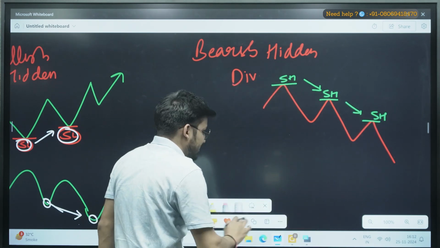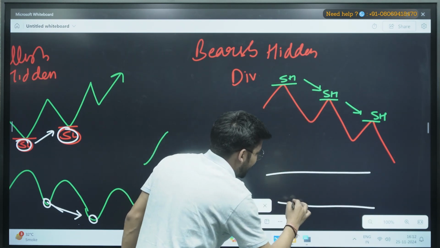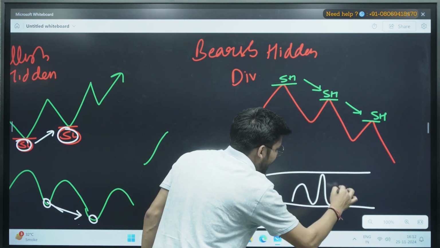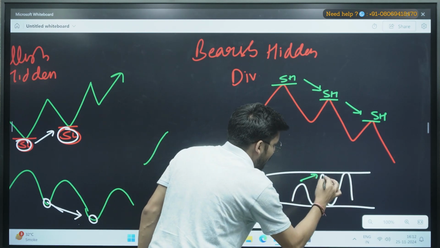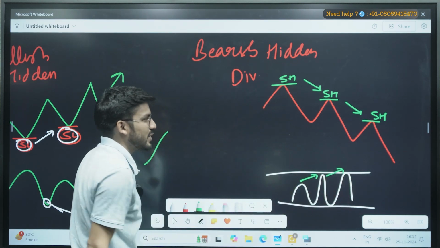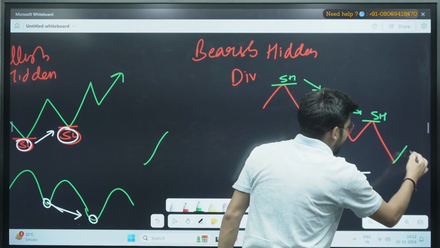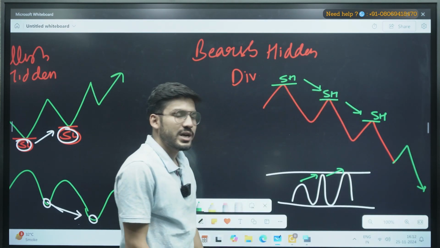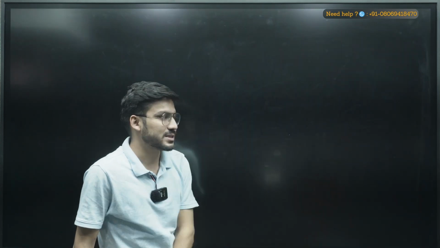But when I notice my RSI, what will it be doing? It will be moving something like this. You can see the highs of my RSI were in the upward direction, higher than the previous one. So that is the hidden divergence. It means your trend will still continue in the downward direction, so you can trade in the bearish direction if you notice something like this. I hope the concept is clear.